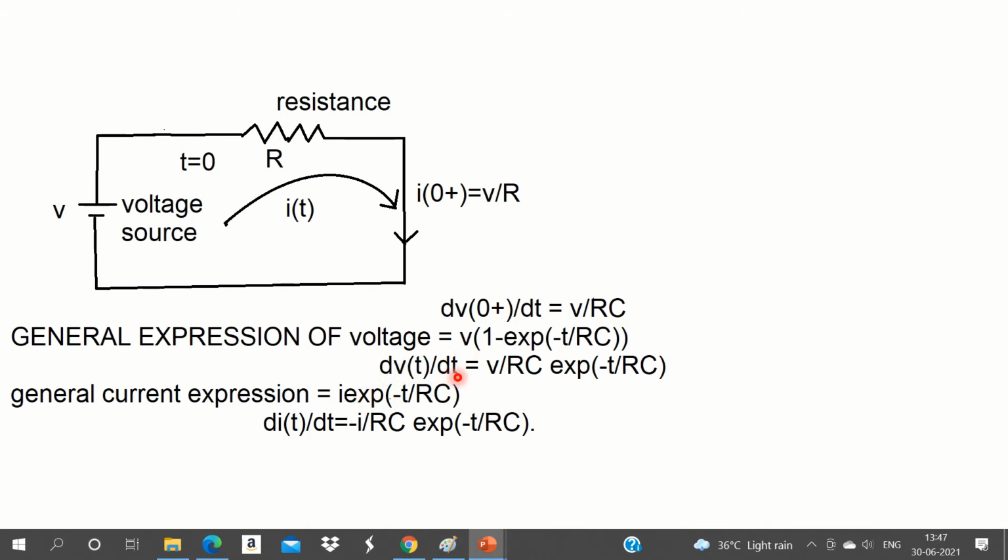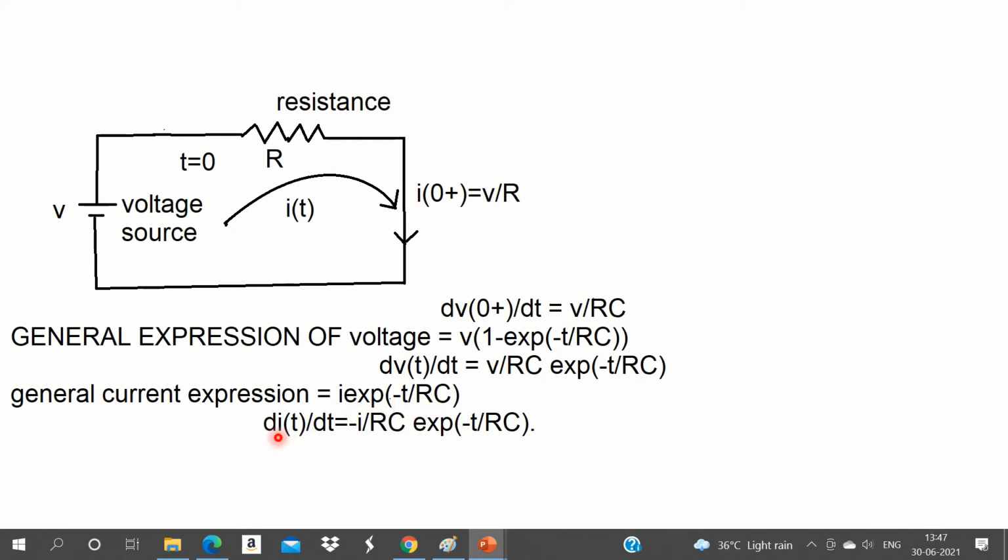So dV by dt is V by RC, because exponential differentiation is exponential only. We get an extra term RC here as a divisor. So it is V by RC into exponential of minus t by RC. The general current expression is I into exponential of minus t by RC.